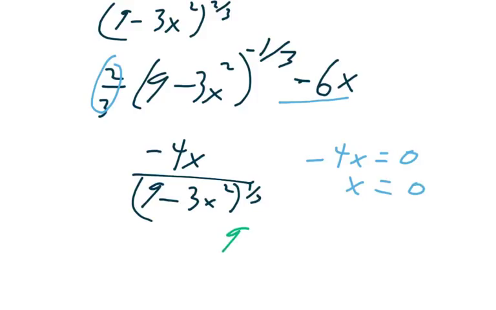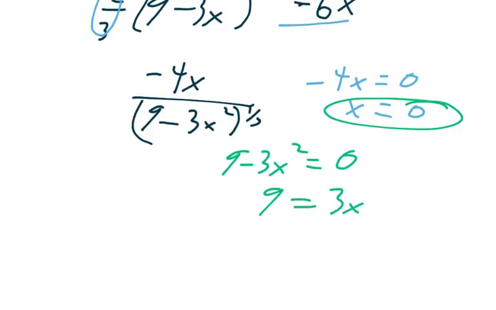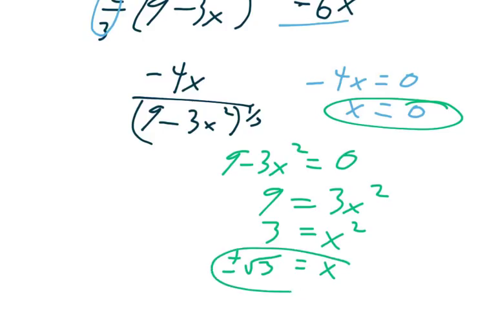When I set the bottom equal to 0, I'm only really worried about what's inside the parentheses. So we add 3x squared to the other side. X squared equals 3. X equals plus or minus the square root of 3. So there are 3 critical values, and all 3 of them are critical. We don't know if they're maxes or mins or neither, but the critical values are when the derivative is undefined or equal to 0.